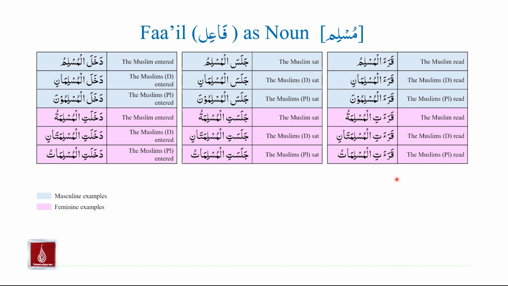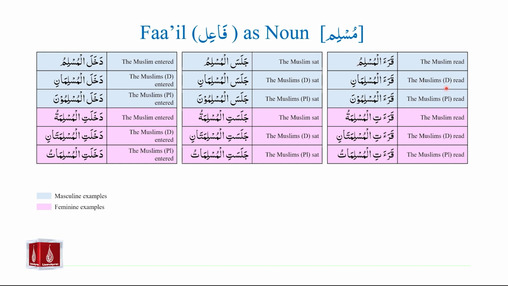Let us study some more examples of fa'il as noun, and we will choose the noun Muslim. The Muslim read, Qara'al Muslimu. Please note that if we were just looking at Qara'a, the translation would be he read. But for the Muslim read, the Muslim is fa'il and now the fa'il is revealed. So we will say Qara'al Muslimu. Al-Muslimu is marfu because the fa'il needs to be marfu.